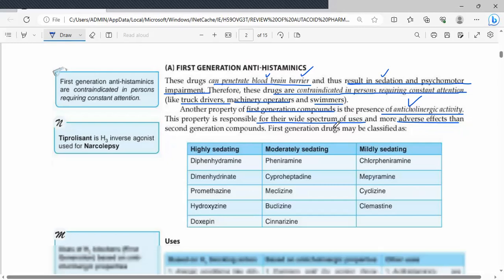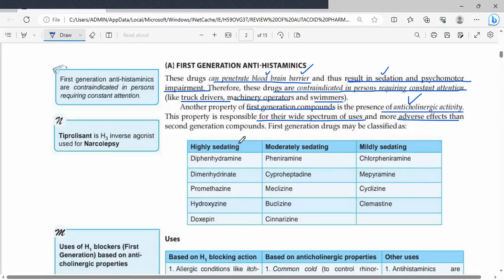So these first generation antihistaminics are of three categories. They are either highly sedating, moderately sedating, or mildly sedating. So we have diphenhydramine and dimenhydrinate as some highly sedating. Then you also have promethazine, then hydroxyzine and doxepin. Okay, so please remember these three highly sedating. Those are the ones that, in fact, I can contraindicate the most in truck drivers and machine operators.